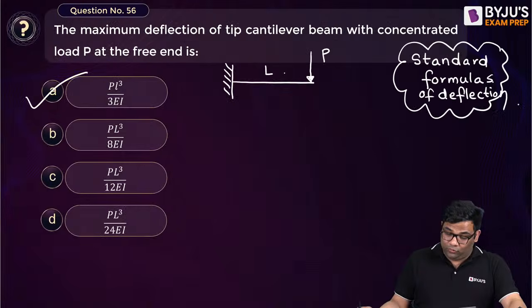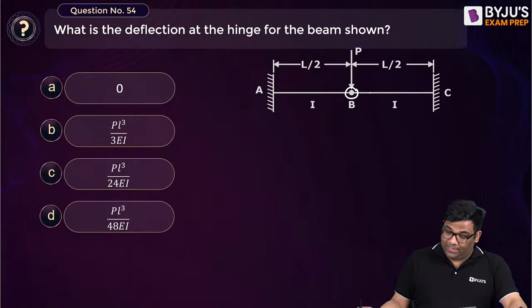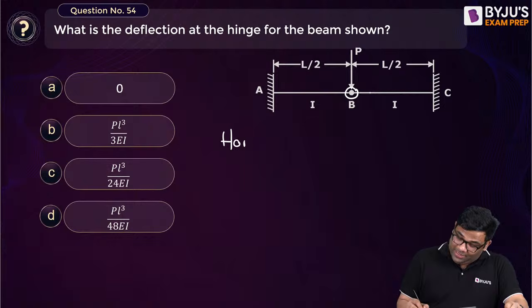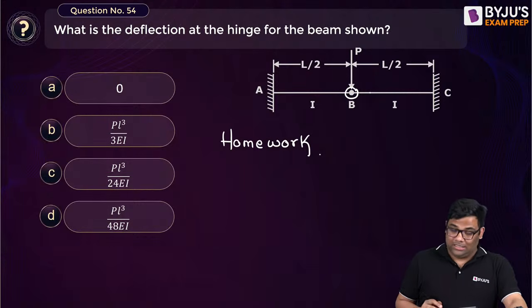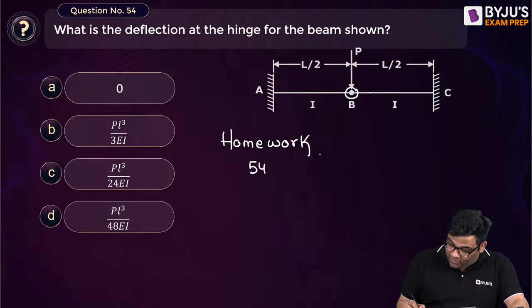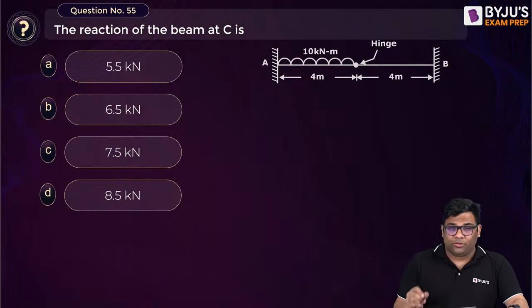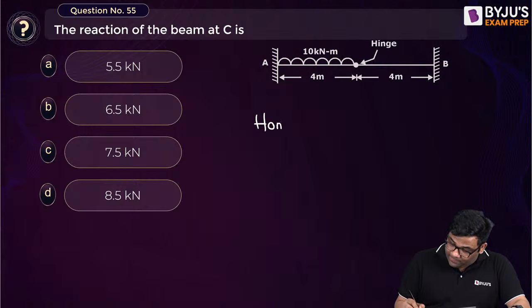Now coming back to those two questions which I left, these two questions are your homework. Please solve them and write in the comment section. This question number 54 is your homework number 1, and then question number 2, the good question, is homework number 2.